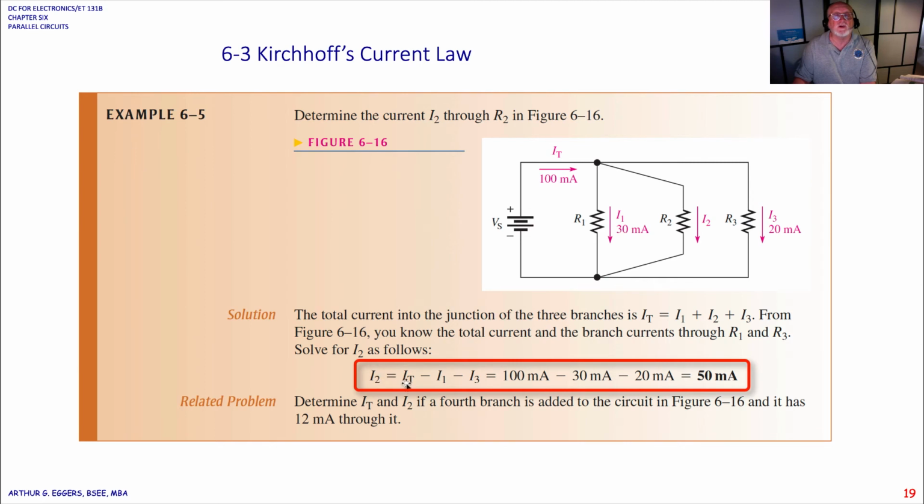I2 is equal to total minus I1 minus I3, 100 milliamps, 30 milliamps, 20 milliamps. When we take the difference in those, what's left over is 50 milliamps. So that's the current in R2.